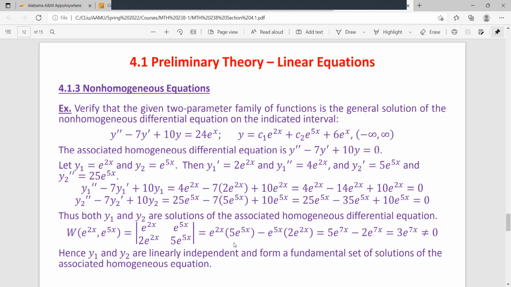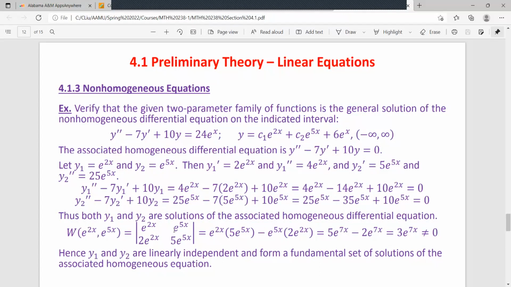Okay, so this is easy to do. You got 5e to the 7x minus 2e to 7x. So that just gives you 3e to 7x. And e to the 7x will never be 0. You'll never get 0 for this exponential function. So this whole thing will never be 0. So that means the Wronskian of those 2 functions is not 0, and the 2 functions are linearly independent. So that means y1 and y2 form a fundamental set of solutions of the associated homogeneous equation.